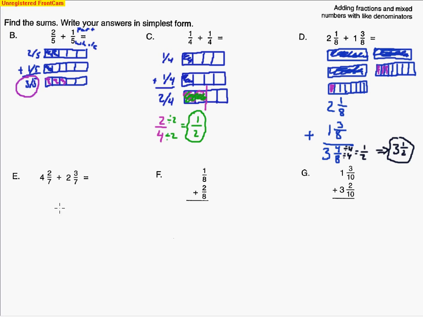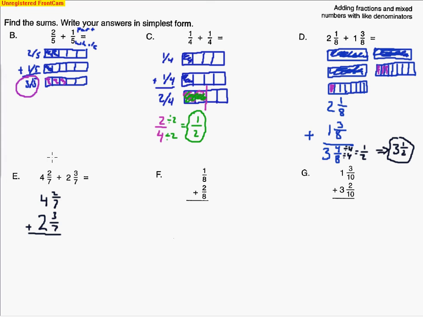Well, we'll try that on these other problems here. So what we're doing is we can treat this as 4 wholes. So 4 and then 2 parts out of 7 parts. Over here we have 2 parts, or 2 wholes, and then we have 3 parts out of 7 parts. And we're just adding those numbers together.